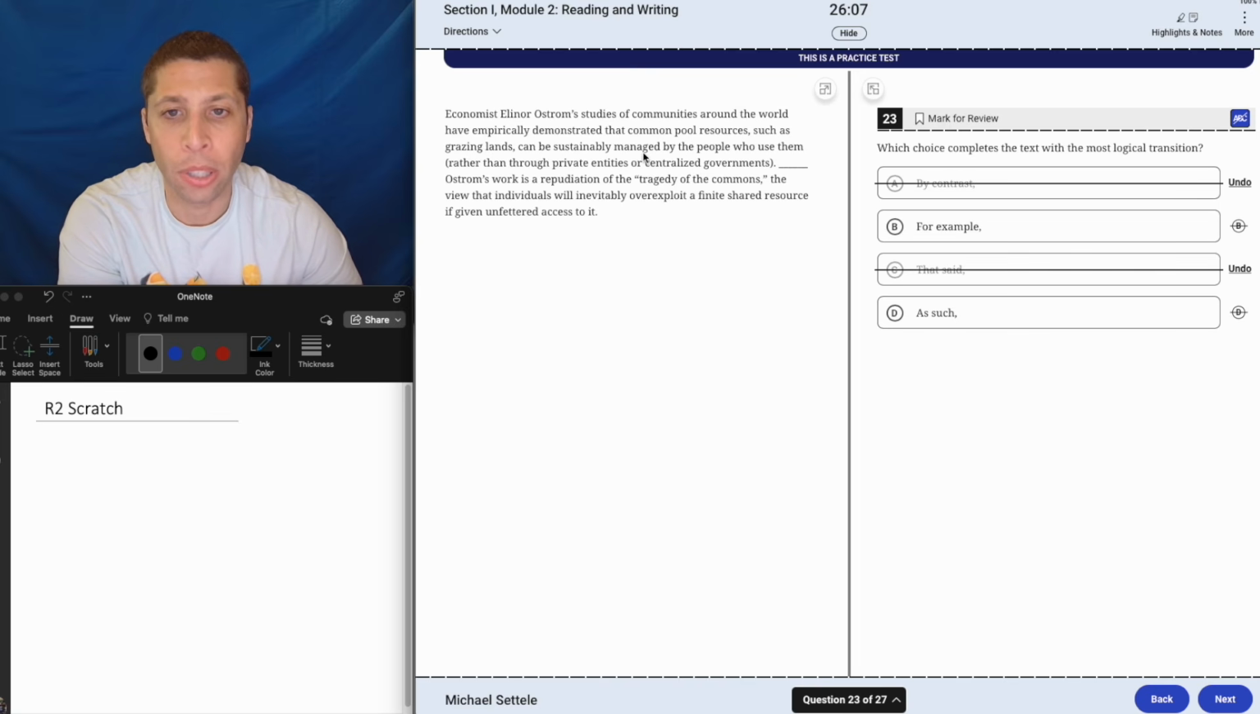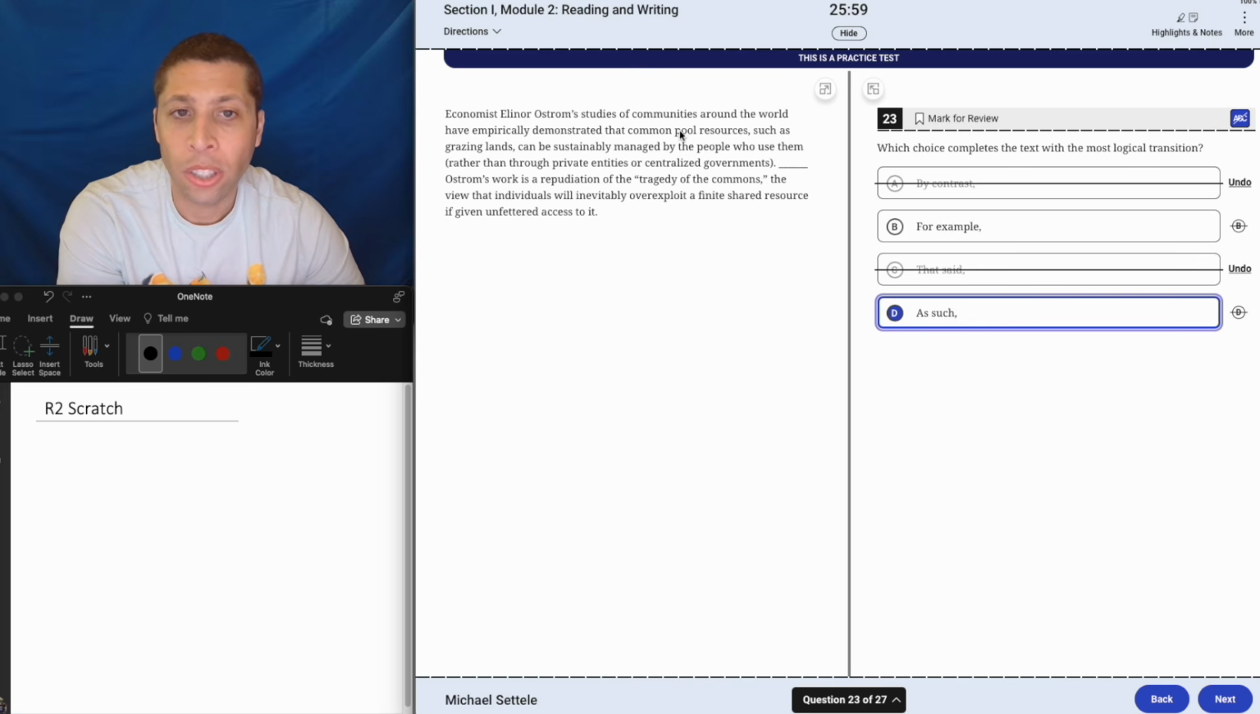So she's saying people can share things. Here she's saying it's refuting the idea that people can't share things. So as such, which means so, it's probably good here. Her studies around the world have empirically demonstrated that common pool resources such as grazing lands can be sustainably managed by people who use them rather than through private entities or centralized governments.